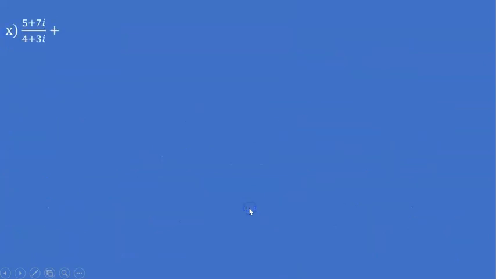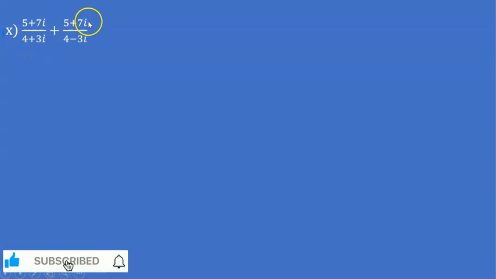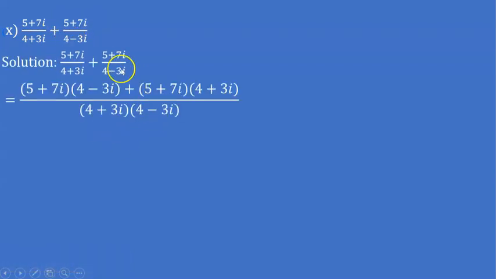Now next example, (5 + 7i)/(4 + 3i) + (5 + 7i)/(4 - 3i). Now simplification of this. Here we take the cross multiplication. (5 + 7i)(4 - 3i) + (5 + 7i)(4 + 3i) upon to the denominator (4 + 3i)(4 - 3i).